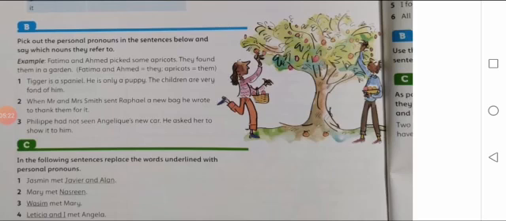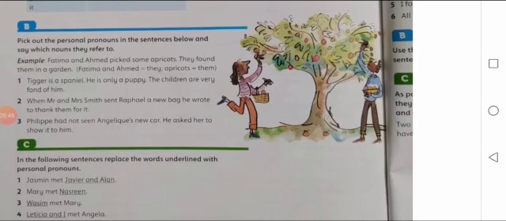Next sentence, you will do your own. Philip had not seen Angelique's new car. He asked her to show it to him. I'll just tell you what the personal pronouns are. You have to tell to whom they are referring. So: he, her, it and him. These are four personal pronouns used in this one sentence, and now you will tell to whom they are referring.